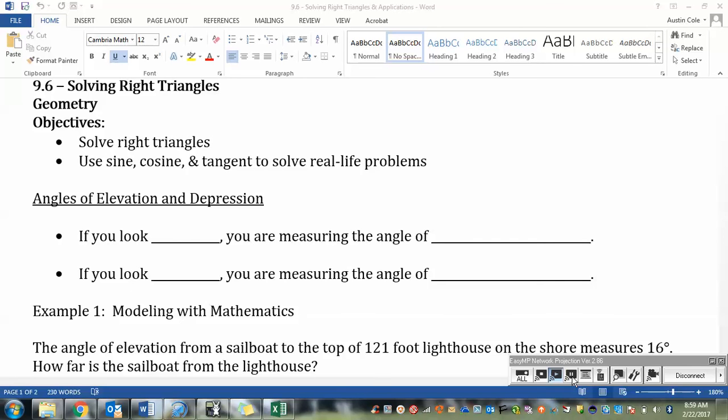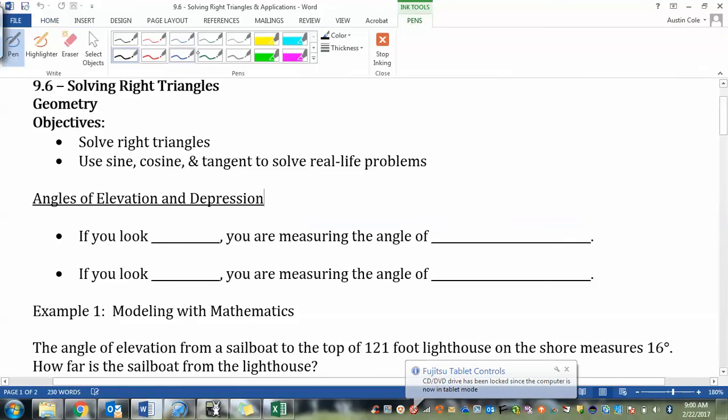All right, 9.6, guys, it's called solving right triangles. We're going to talk about some application to sine, cosine, tangent, using trigonometric ratios to solve real-world problems. And then at the end, we're going to talk about just solving a triangle, and I'll mention what that means, okay? Now, right here up at the top, it says angles of elevation and depression.